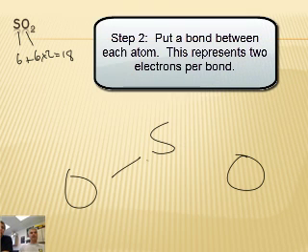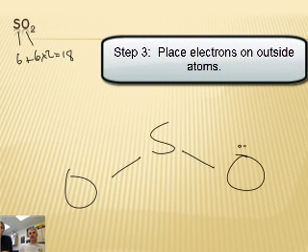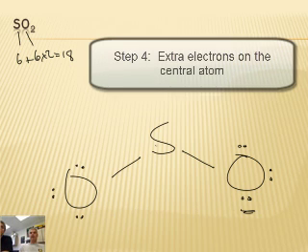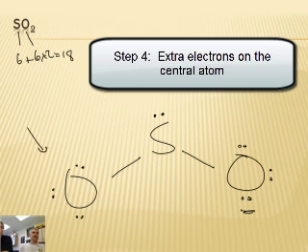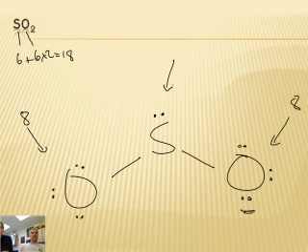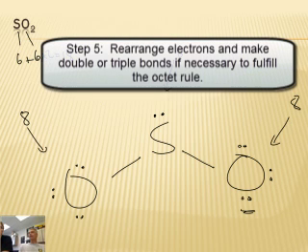We need a bond from the oxygens to the sulfur. 2, 4. Now we go to the outside: 6, 8, 10. He's happy there because he's got 8. Then 12, 14, 16, and the extra ones go on the central atom. 18. So our oxygens each have 8, and sulfur has 6. Oh, bummer. I thought we could get 8. It didn't work. So what's our rule? If one of them doesn't have enough, what do we have to do?